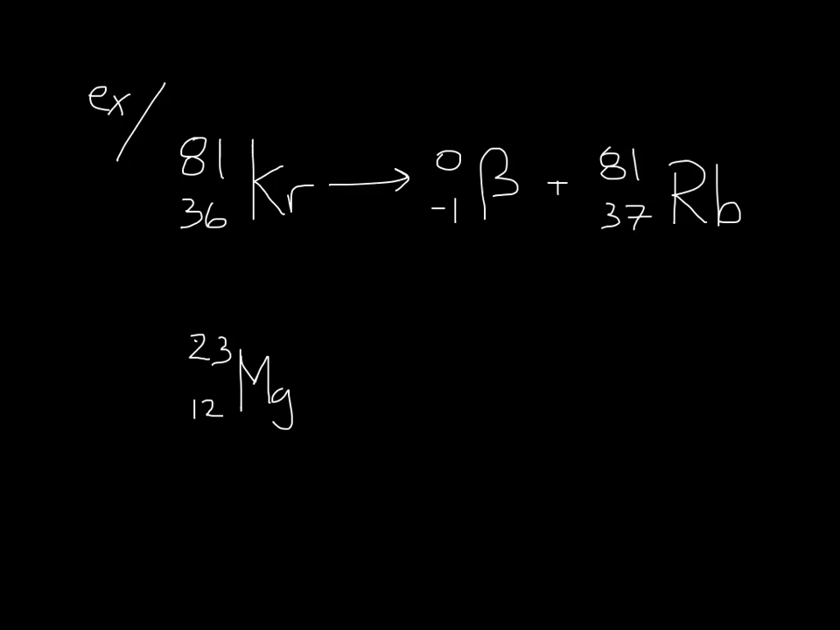So if krypton undergoes beta decay, it's going to gain 1 proton because one of its neutrons will turn into a proton, and its mass will stay the same, so it would turn into rubidium-81. And when magnesium undergoes beta decay, it's going to turn into aluminum-23.